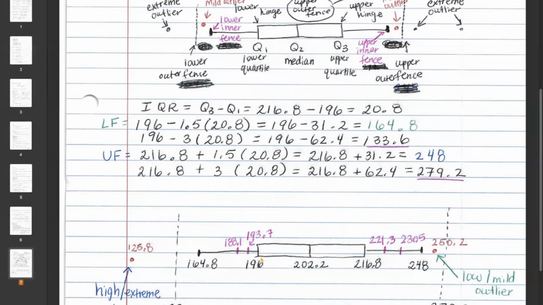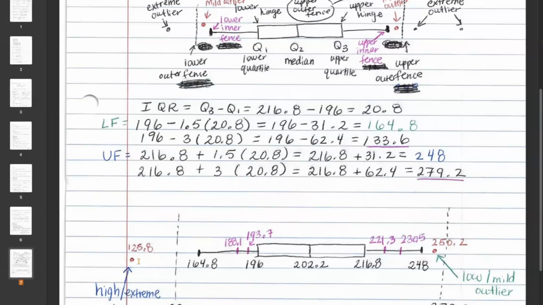And then here we have 193.7. That's the same situation, so that's not an outlier. And then we have 221.3. That's not an outlier. And then we have 230.5. That's also not an outlier because it's falling between quartile 3 and the upper inner fence. But then 250.2 is falling in between the upper inner fence and the upper outer fence. So this is considered a mild outlier.